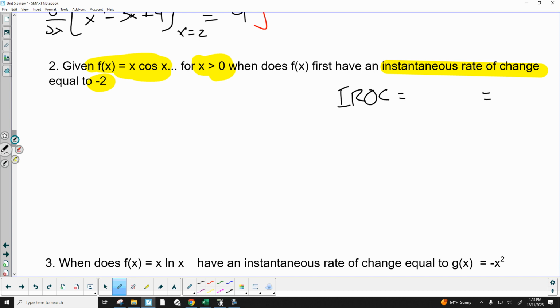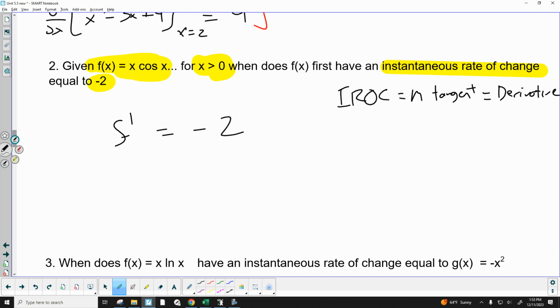Tell your neighbors. Slope of a tangent's one, derivative's the other. I'm trying to find when the slopes are equal to -2.